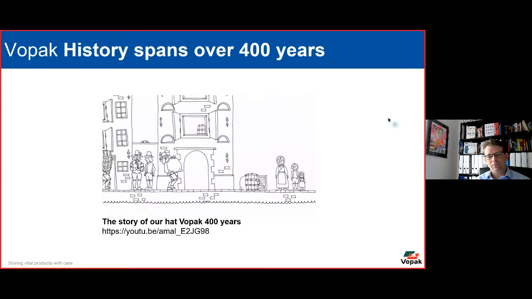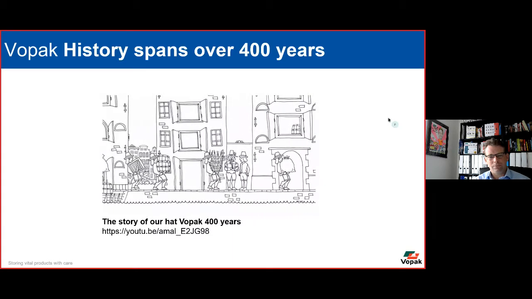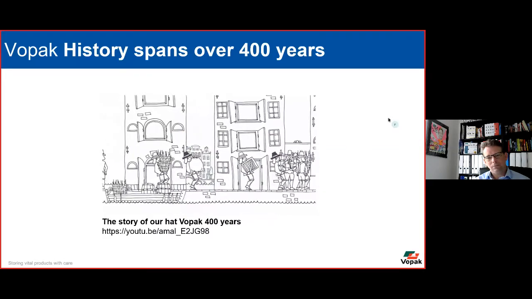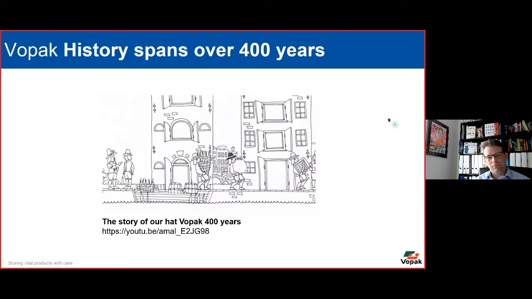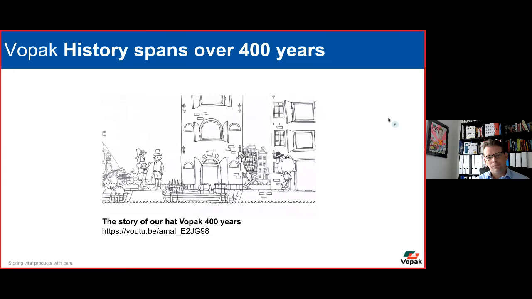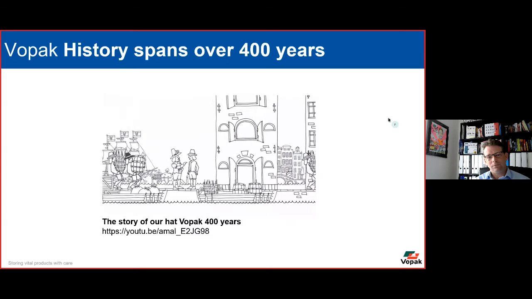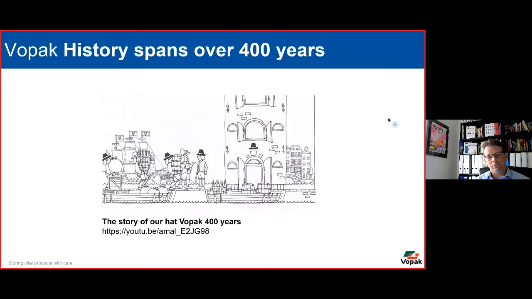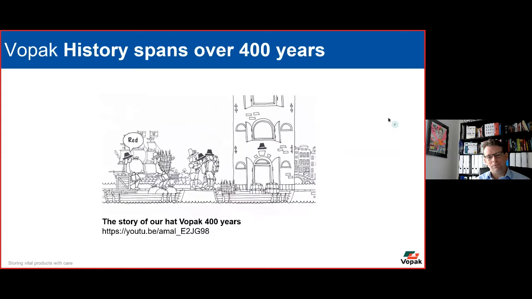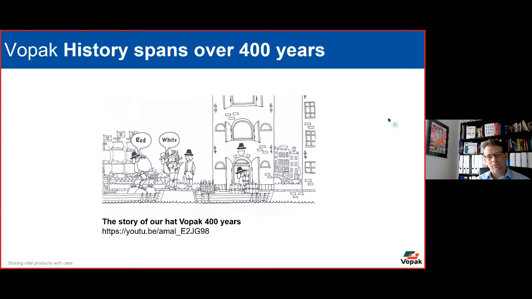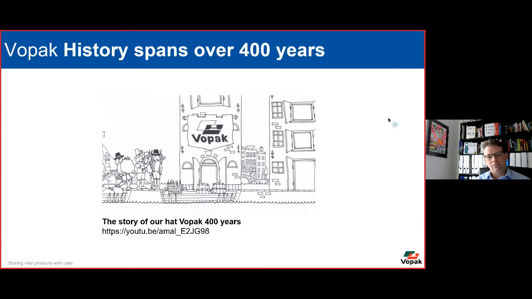In order to distinguish themselves from their competitors, the storehouse brothers all wore the same coloured hat. As in those days almost everyone wore a hat, this was a logical system. The traders could recognize the companies that worked for them by the colour of their hat. For this reason, they became known as the Red Hat Storehouse, the White Hat Storehouse, or the Blue Hat Storehouse. The oldest predecessor of Vopak.